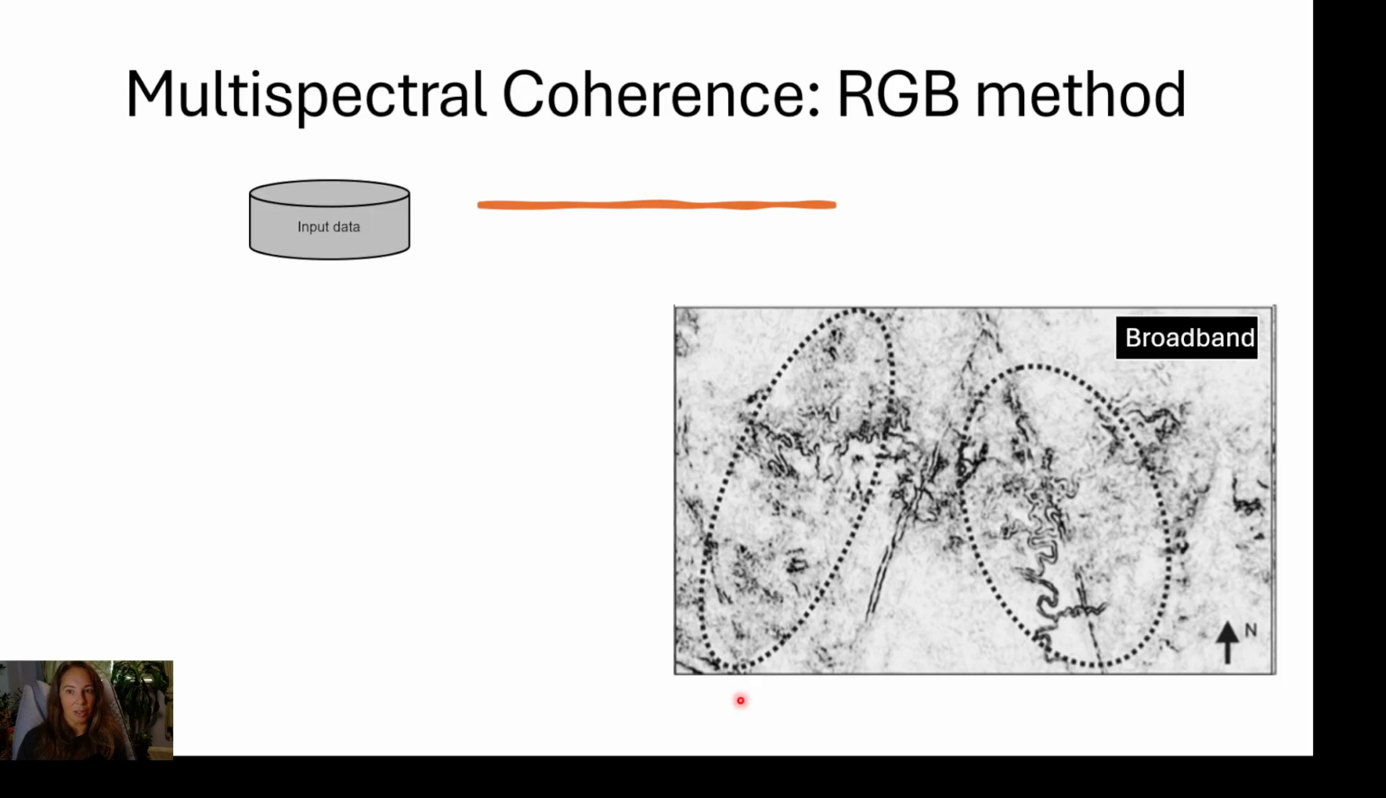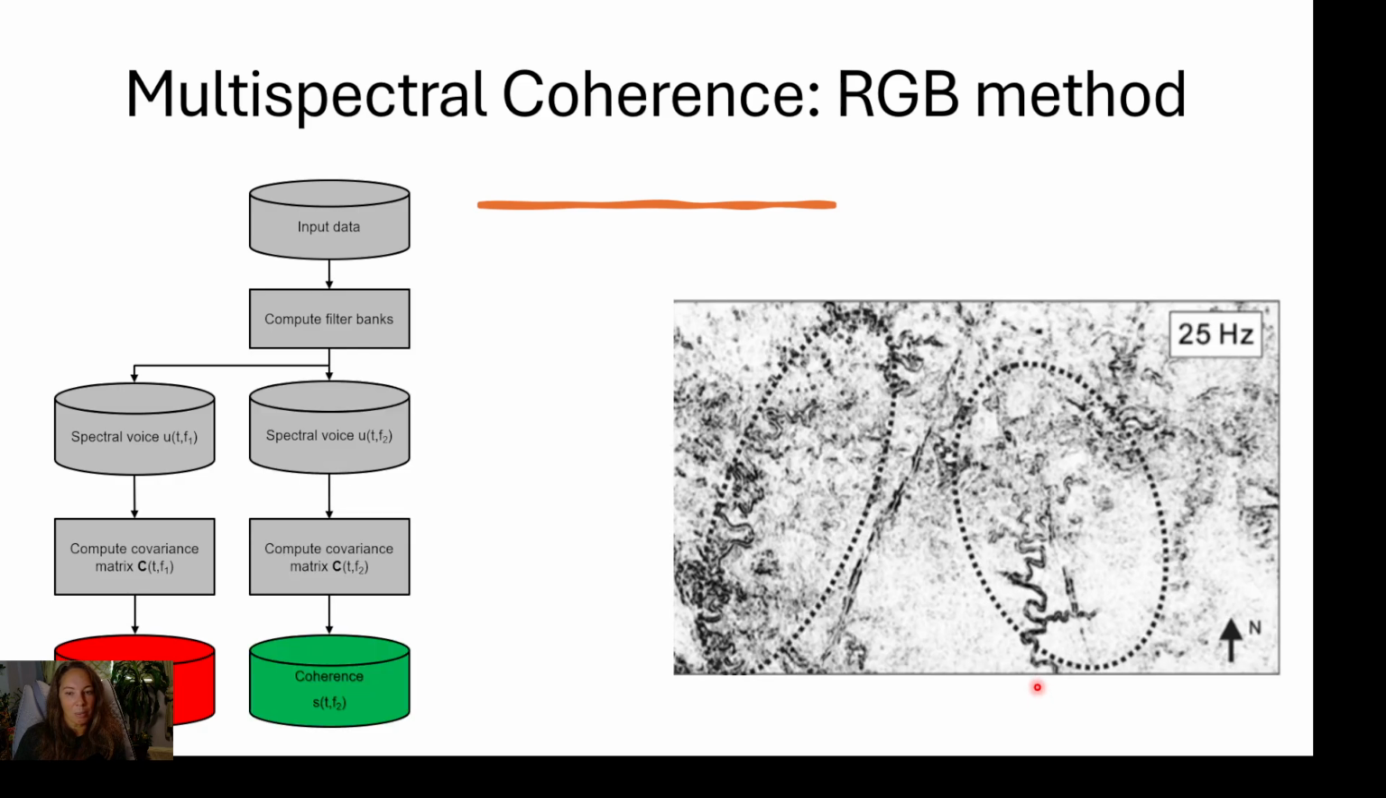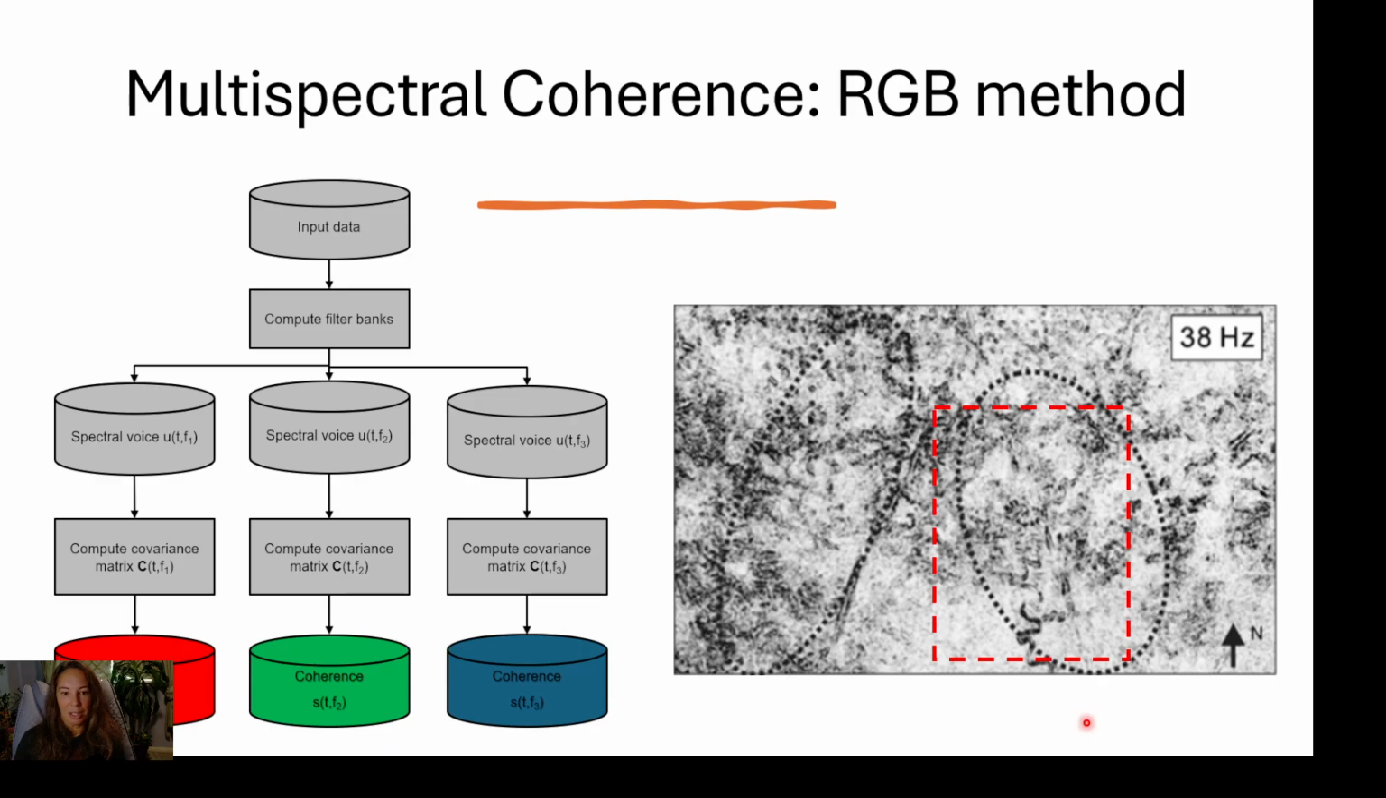There are different ways that you can pull this data together. Here we're using an RGB blending method, just like we would for spectral decomposition for stratigraphic features. We've got our input data. Here you can see the broadband data on the right-hand side. This is looking at some channels and karstic systems in the Tarim Basin of China. When we pick out different spectral voices, here around 18 hertz, you can see nice clear continuities of these channels and cavern systems. Around 25 hertz, some parts of it down here on the southern side show up a little bit better. And then here at 38 hertz.